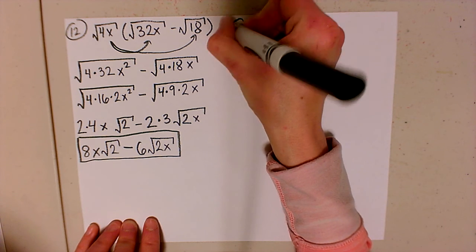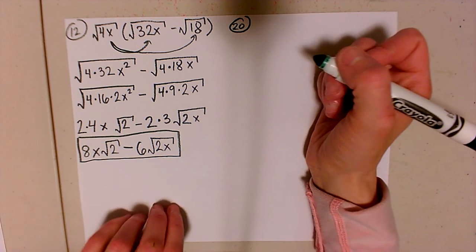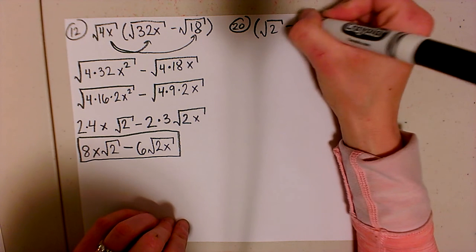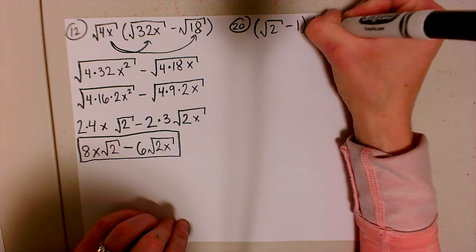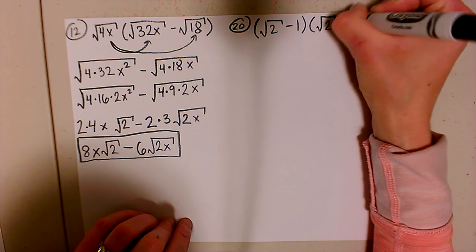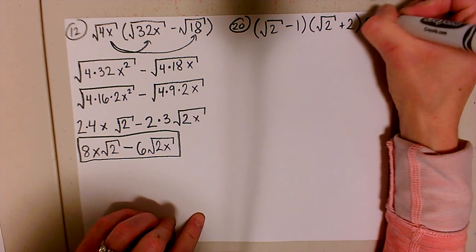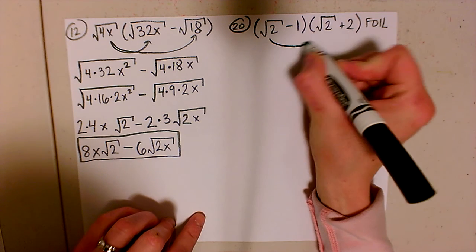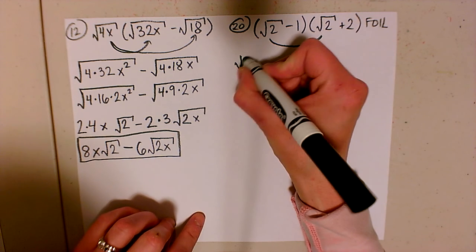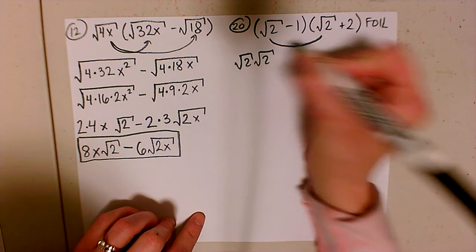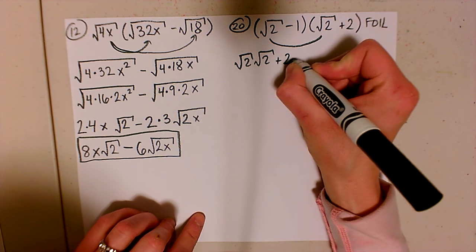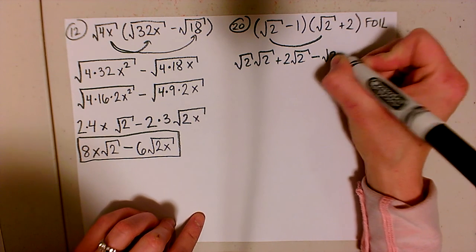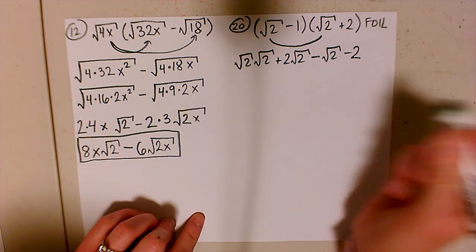Let's go on to number 20. So for number 20, we have root 2 minus 1 times root 2 plus 2. And this is something that we're going to have to FOIL. So if I do my first, root 2 times root 2, it looks like that. My outers, that's going to be plus 2 root 2. My inners, that'll be minus 1 root 2. And then my lasts are minus 2.